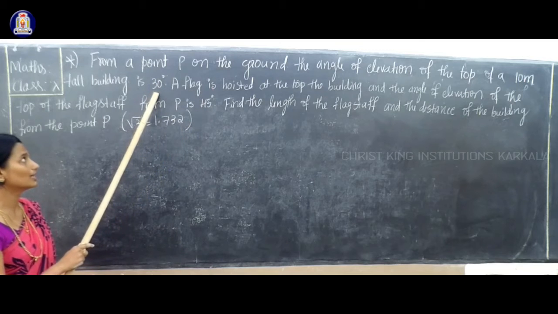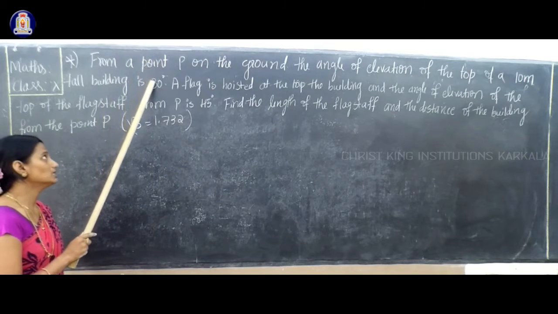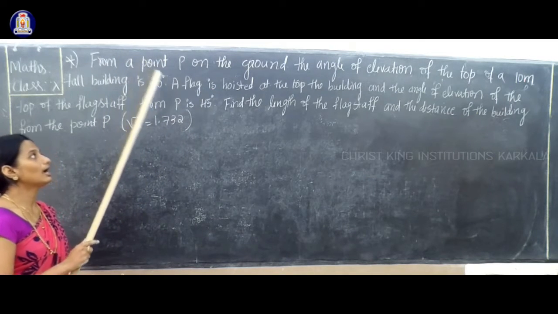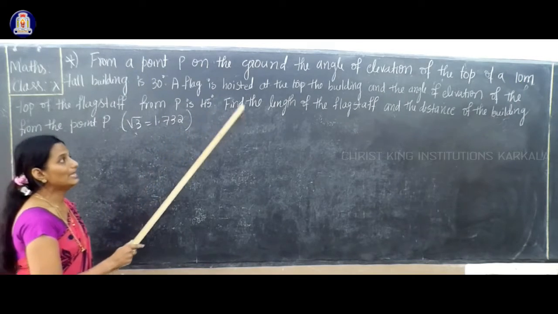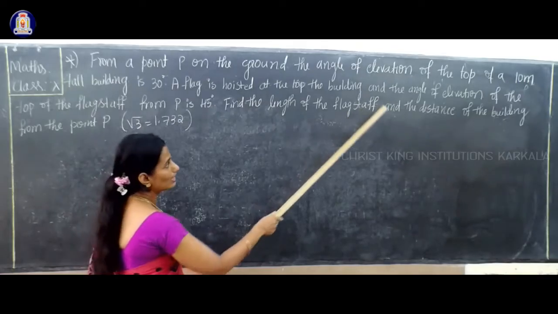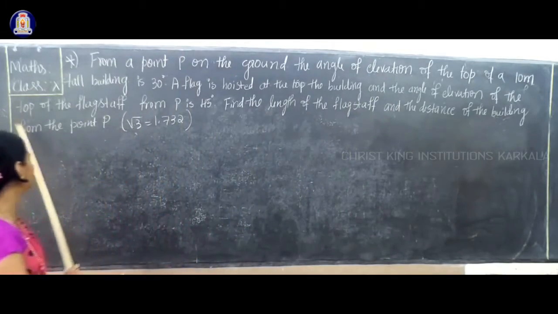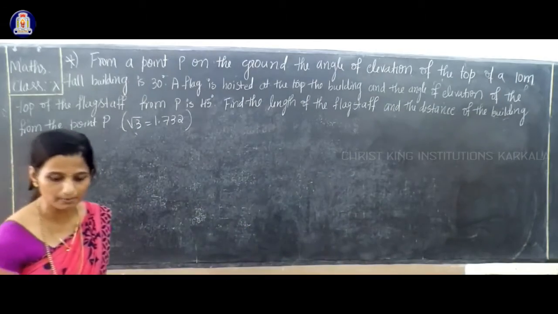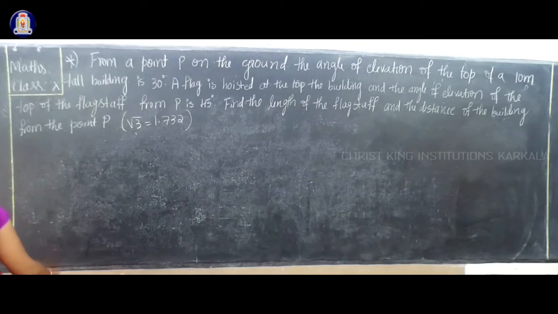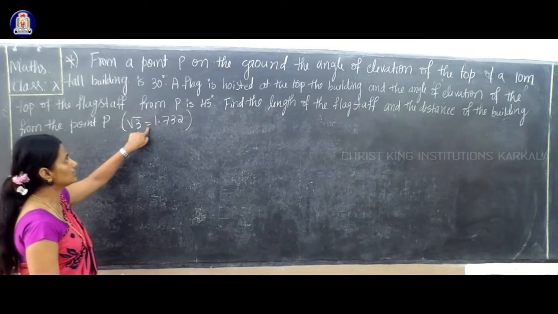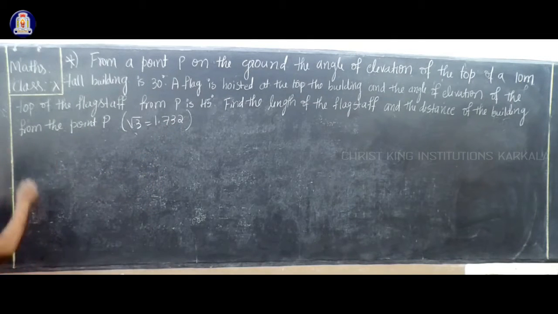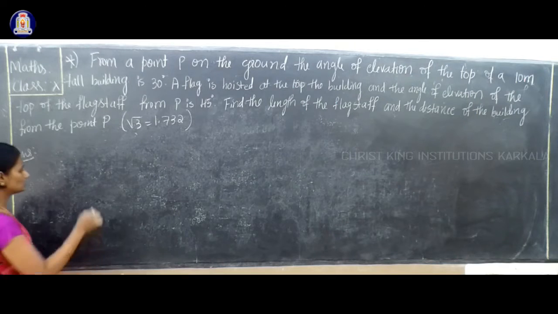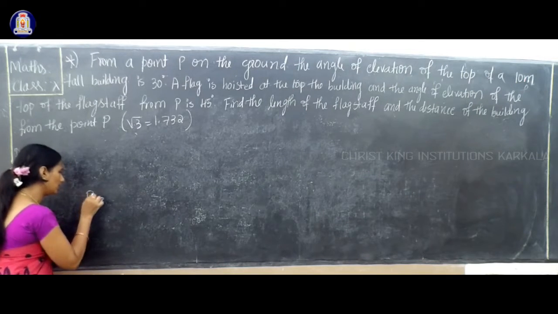So here we have to write two triangles. One is with respect to 30 degrees and one more is with respect to 45 degrees. Find the length of the flag and the distance of the building from the point P. I'll draw this and use root 3 is equal to 1.732.